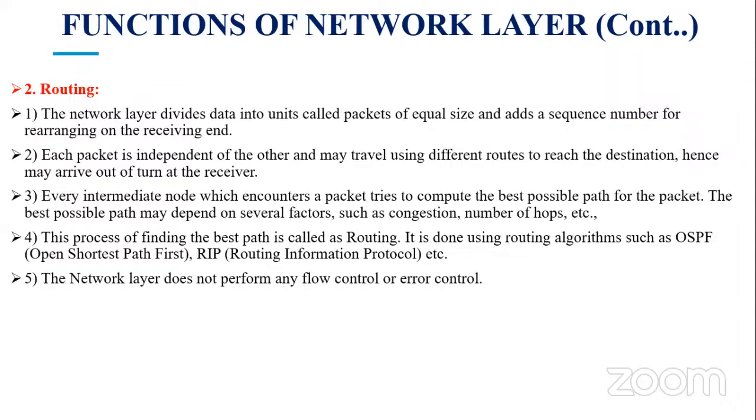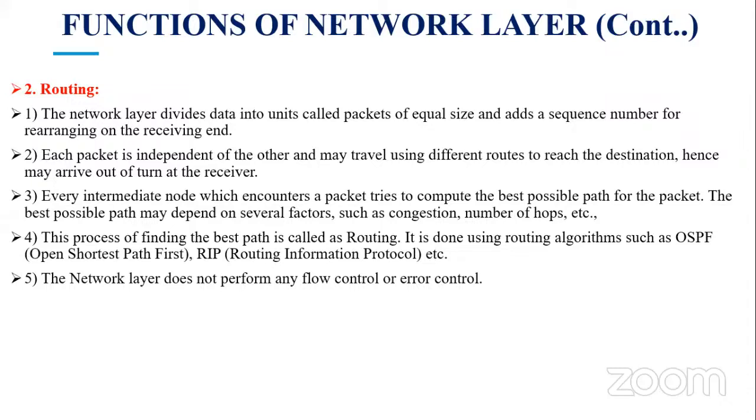It is done using routing algorithms such as Open Shortest Path First. Because from tower 5, tower 3 is nearby and very short compared to tower 6. So it will go to tower 3 first. If it is too busy, then it will search for the next path. A RIP protocol, the Routing Information Protocol, is also used in routing.